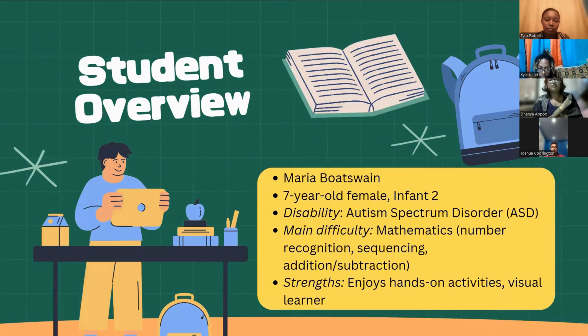About Maria, she's a 7-year-old female in the Infant 2 classroom. She has Autism Spectrum Disorder, or ASD for short. The main difficulties are in maths, specifically number recognition, sequencing, and she has problems with addition and subtraction. The strengths: she enjoys hands-on activities, and she's a visual learner.